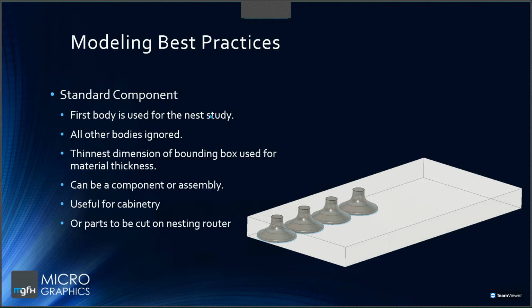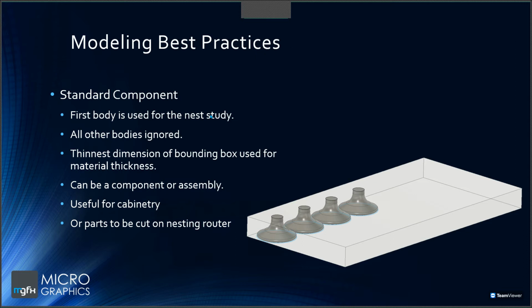If we look at those stands that I've got there, the 4 components, when the nesting process runs through and finds that body, it finds the smallest dimension of the bounding box, and that is what's used for the material thickness. That part was close on 200 millimeters tall. Once again, this could be a component or an assembly, and it would take all of those parts and components and create the nest for that.